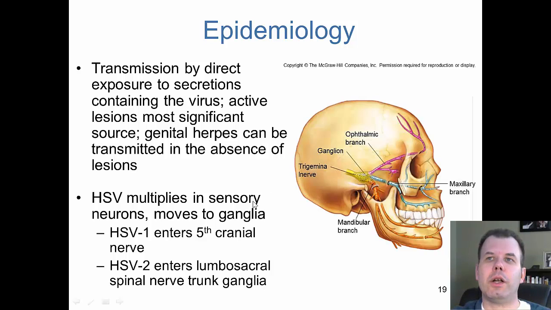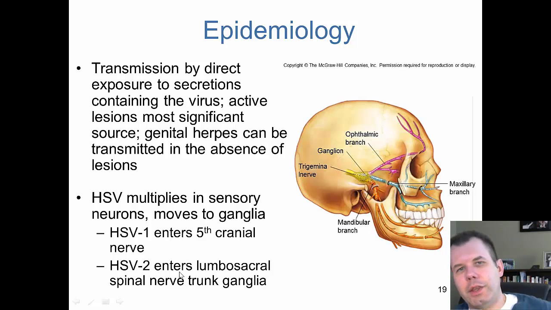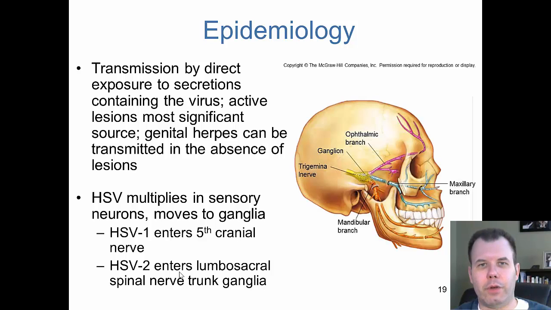Now, HSV-1 enters the 5th cranial nerve, where HSV-2 sits in the lower back. So if you think of the lower back and the ganglia sitting back there, that's where the virus hangs out. So these guys have an affinity, once they infect the epithelial cells, to go back into the nerves and then hide out in the nerves. And really a lot of the herpes viruses, that's where these guys hide out, in our nerve cells. Okay, and again, that's because our immune system doesn't really attack those cells at all.